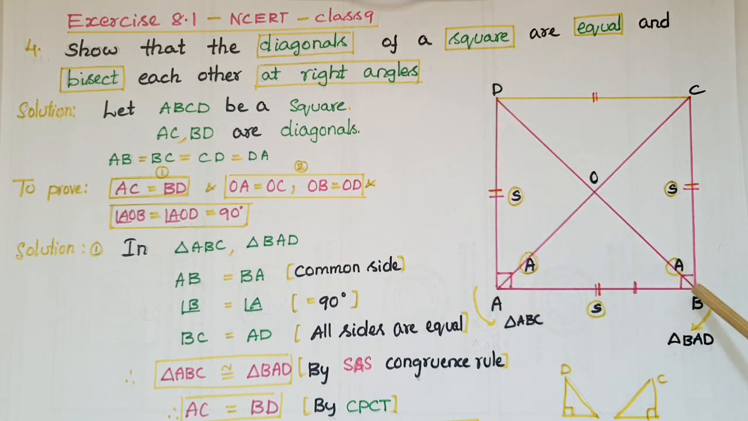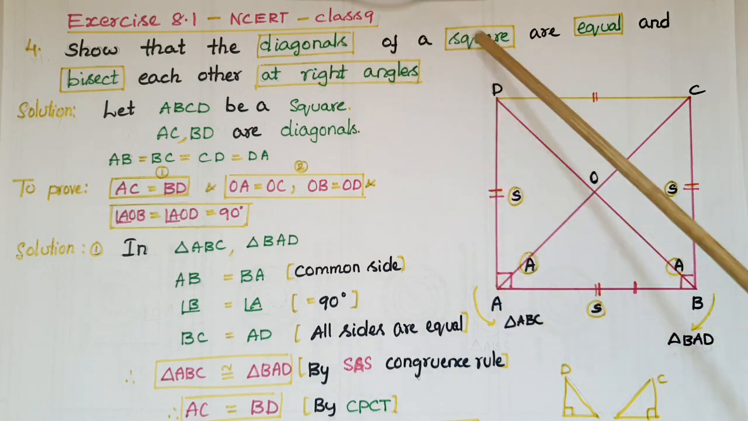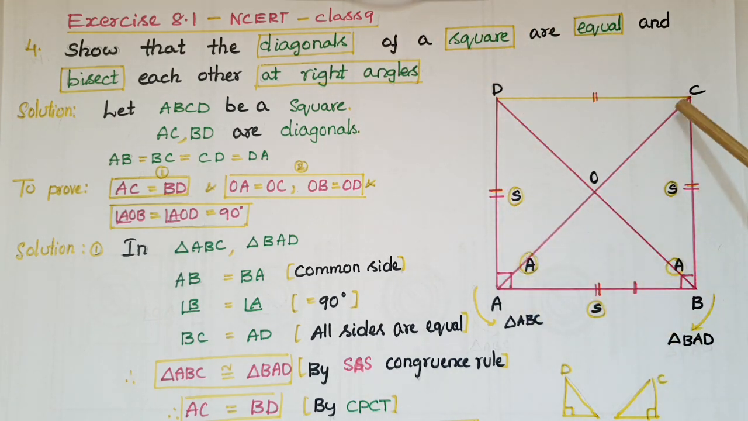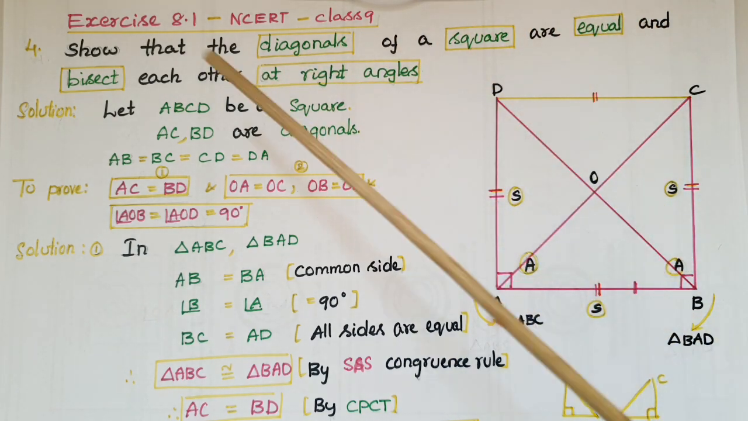So let ABCD be a square and AC and BD are diagonals, and we know that all sides of a square are equal, so AB is equal to BC is equal to CD is equal to DA. Here we have to prove first that the diagonals of a square are equal, so we have to prove that AC is equal to BD, and next, that they bisect each other.